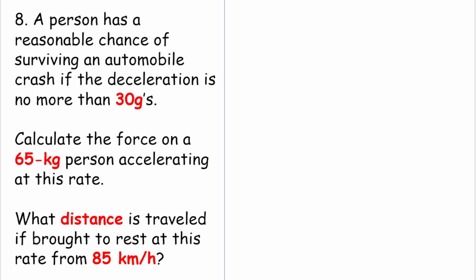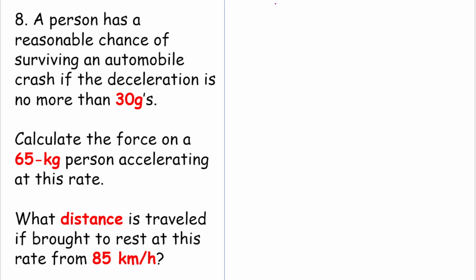A person has a reasonable chance of surviving an automobile crash if the deceleration is no more than 30 Gs. Calculate the force on a 65 kilogram person accelerating at this rate. And then, what is the distance traveled if brought to rest at this rate from 85 km per hour?